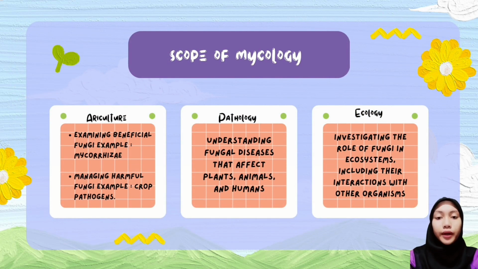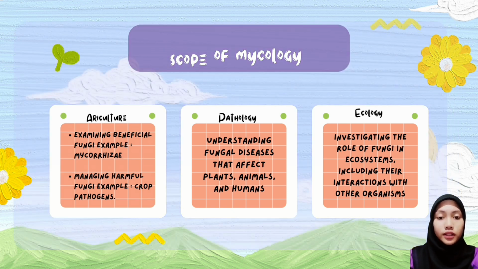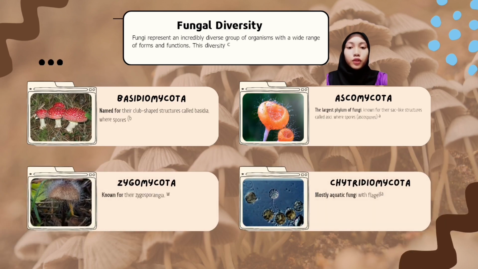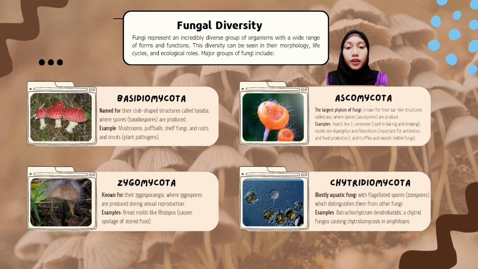So, moving on to the scope of mycology, which is agriculture, pathology, and ecology. In agriculture, the benefits of fungi are examined, for example the mycorrhizae. Other than that, it is used for managing harmful fungi, for example crop pathogens. Next, in pathology, it is used to understand fungal diseases that affect plants, animals, and humans. And lastly, for ecology, it is used to investigate the role of fungi in the ecosystem, including their interaction with other organisms.